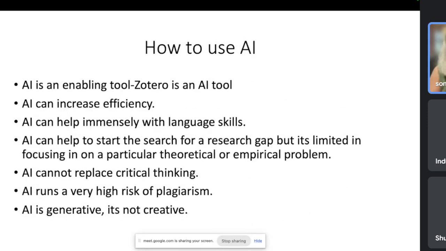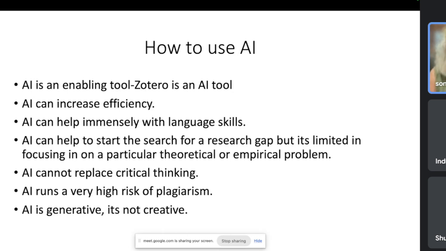Okay. So finally, this is, I think, very important for all of you to pay attention to. I'll say something very briefly about this because you're all familiar with it. AI is something that I'm sure all of you are considering using as some amount of input into your work. AI is a very enabling tool. For example, Zotero is an AI tool. Google Scholar is an AI tool, right? It can definitely increase efficiency.